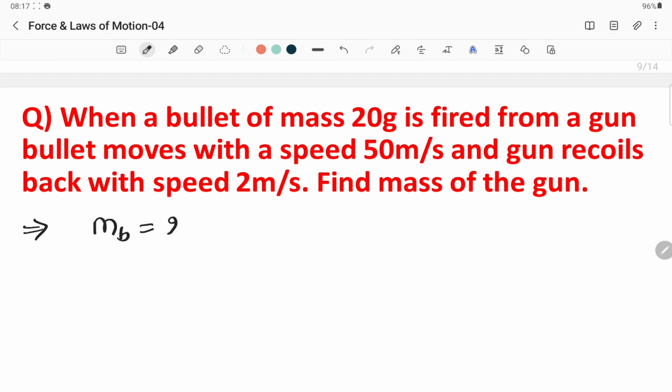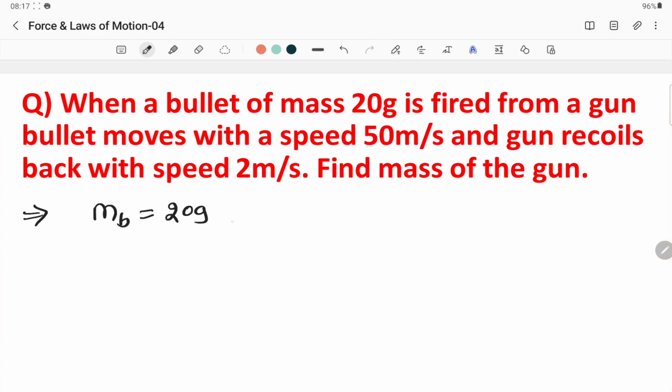Correct, no? So what is this? This is 20 gram. So this 20 gram has to be converted. How will you do it? 20 divided by 1000. So 20 divided by 1000, the zeros cancel, 2 ones are 2, 2 fives are 10, so it becomes what? 1 by 50. Correct, no? So 1 by 50 kg is the mass of the bullet.